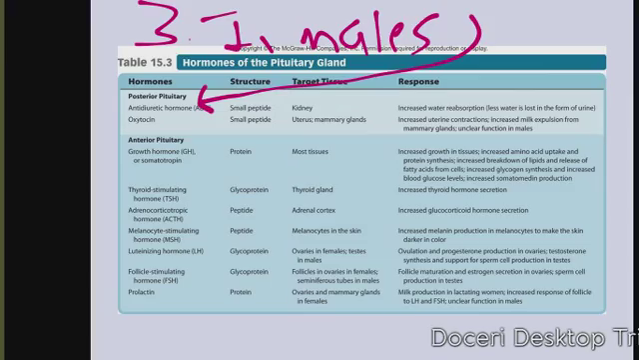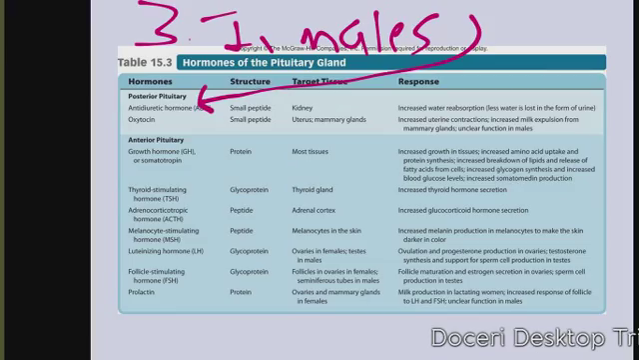Growth hormone is basically responsible for causing growth of most tissues of the body. So it targets almost all tissues of the body. The TSH, or thyroid stimulating hormone, targets the thyroid gland and increases thyroid hormone secretion.